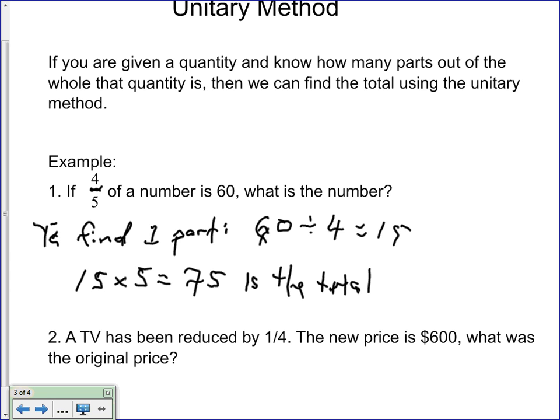To find one part is 60 divided by 4, and then you multiply it by 5, because there's 5 parts in total. So basically what we're doing is dividing by the numerator to find what one part is, and then multiplying by the denominator to find the total. In this case, the answer is 75.